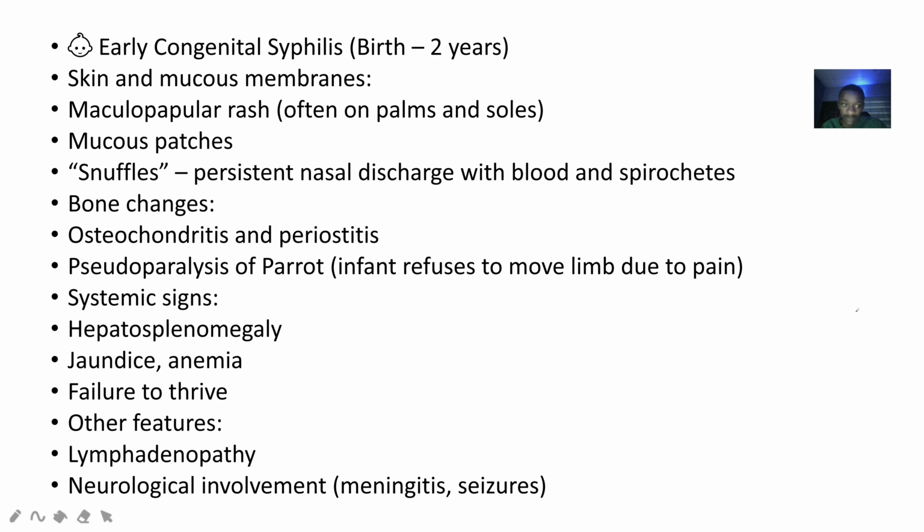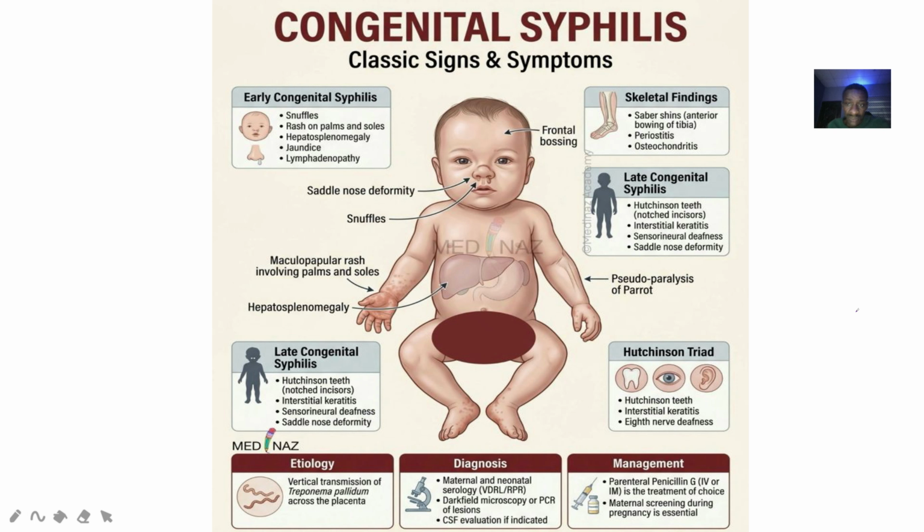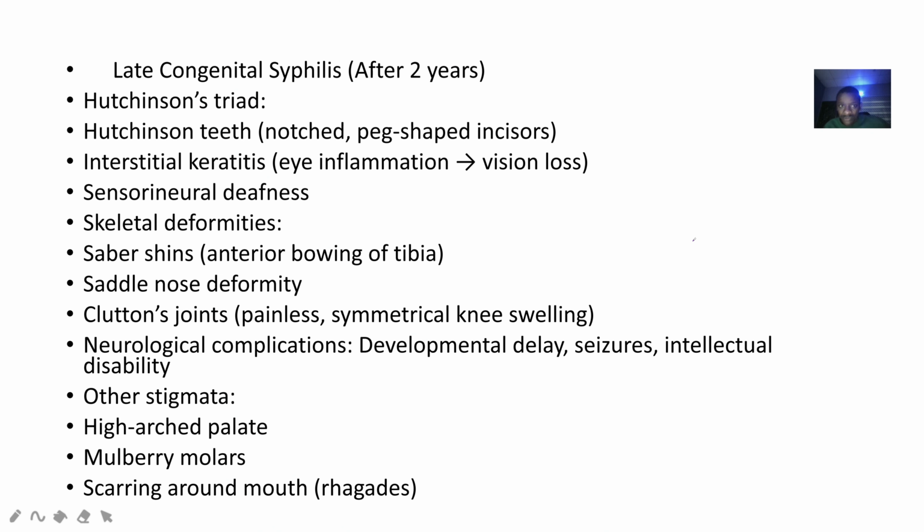You understand? Then systemic signs, there's swelling of the liver, swelling of the spleen, jaundice, anemia, failure to thrive. Other features like lymphadenopathy, neurological involvement, the person is having meningitis, the person is having seizures. You understand? So this is it, and you can see the early signs, skeletal findings. The late ones we are going to now talk about.